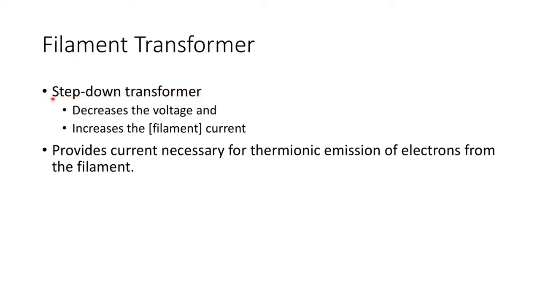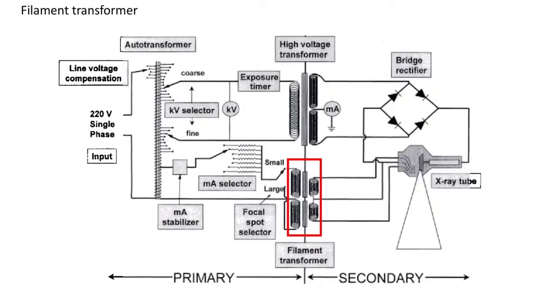Step-down because the output voltage is smaller than the input voltage. That is, the voltage that came in through this part of the circuit is going to be larger than the voltage that comes out through this circuit. And obviously, because the voltage is decreasing, the current is going to increase. And in the filament side, that is these wires, we want the current to be large.